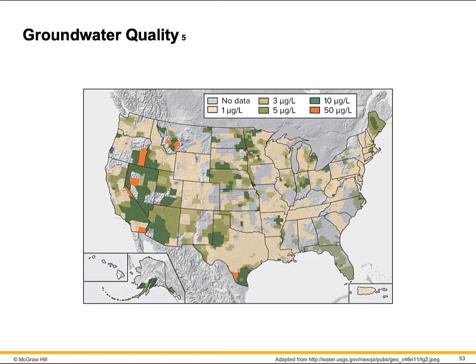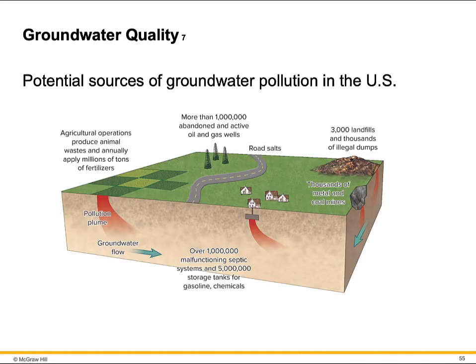A point source can be specifically identified and located, for example, a leaking gasoline storage tank. A point source, once identified, can be shut down. Non-point sources occur over a wide area. Examples of human contaminants in groundwater are things like benzene, nitrates, pesticides, fertilizers, and microbes from untreated human and animal waste. Potential sources of groundwater pollution in the United States.